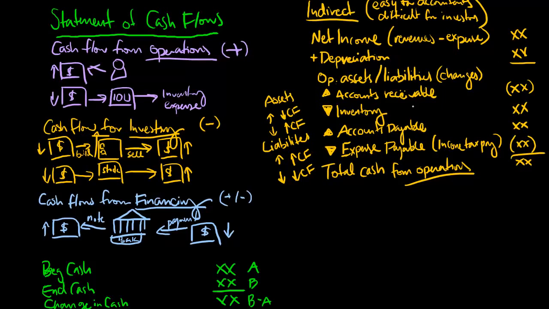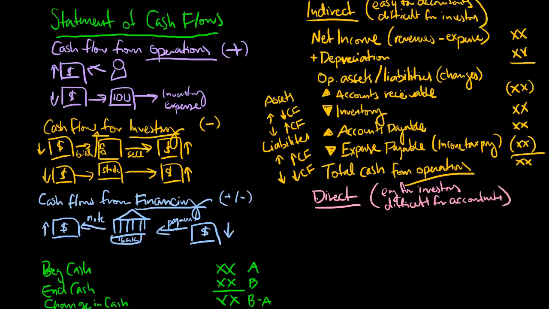So the indirect method, easy for accountants, difficult for investors. It's hard for investors to look at these changes in accounts and really see what's going on. This is why the SEC prefers the direct method. And the direct method is easy for investors, but it's difficult for accountants to prepare.